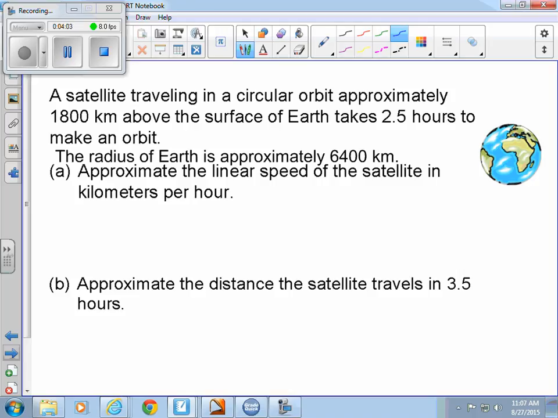But what do I need to find linear speed? I need angular speed and a radius, right? Okay. Do I know the angular speed? Yes. Sort of. I can figure it out. I know that the angular speed, right now I have 2.5 hours for one orbit, right? Or one revolution.